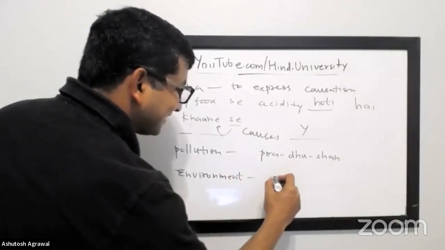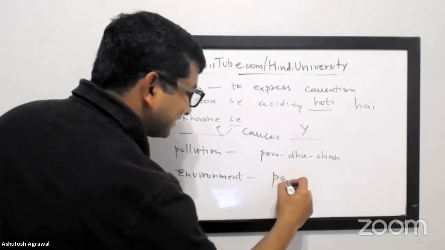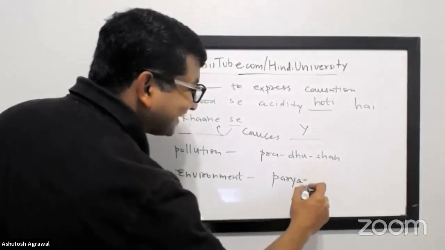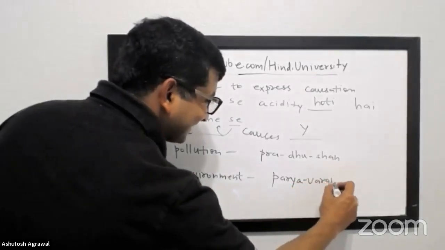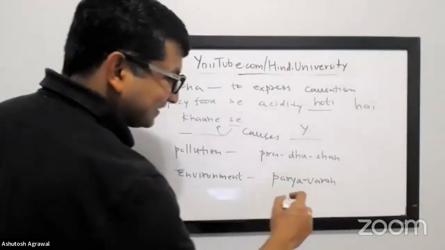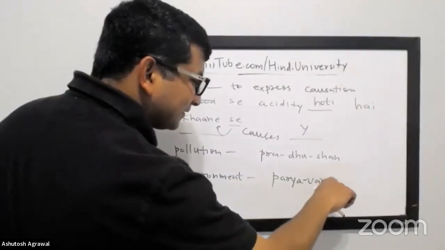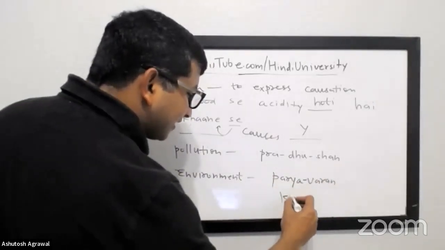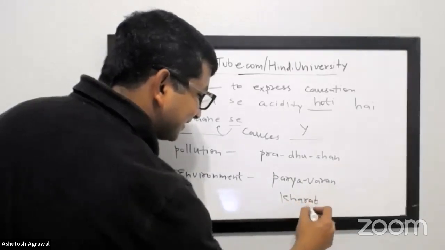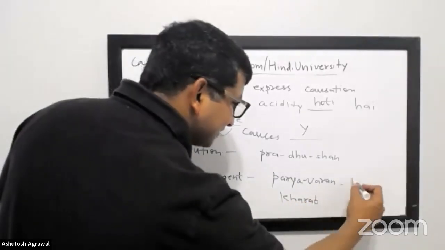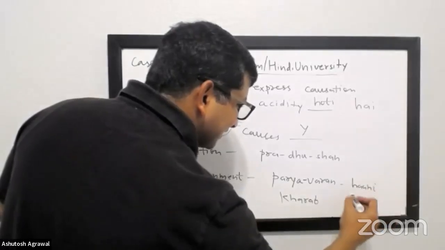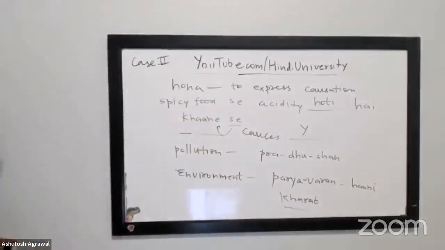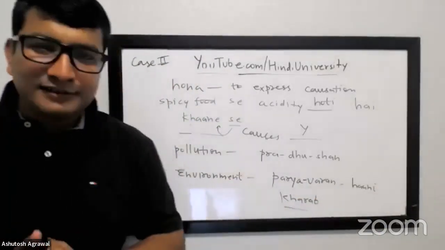Environmental है हिंदी में. Let me see. पर्यावरणीय. So you can just use Paryavaran for environment, and damage you can just say a simple word. You can say kharab. Hani. Oh, I would say hani. Okay, you can say hani. If you want to use one word, you can say Paryavaran hani, or if you want to say damages, you can also say kharab.